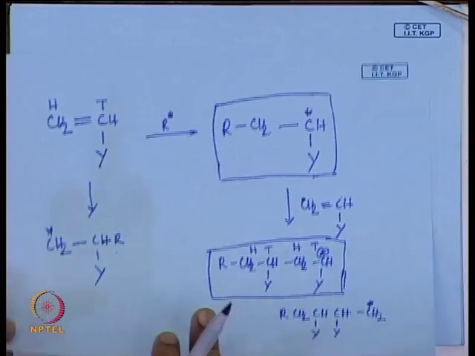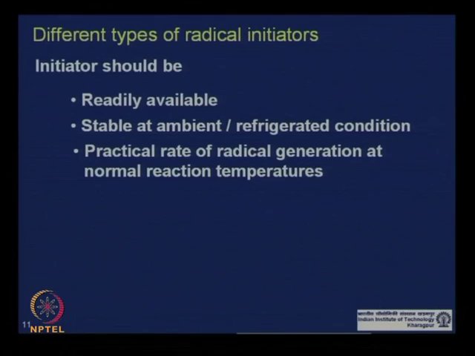Now, we are talking about radical polymerization, and what are the different types of initiator we can use? What is the source for the initiator? We require a radical species to initiate the polymer chain, and we'll look at what are the molecules, or what are the possible ways we can generate radicals in the reaction medium.